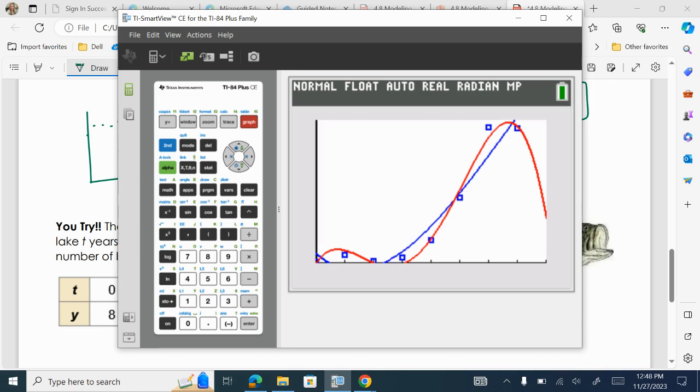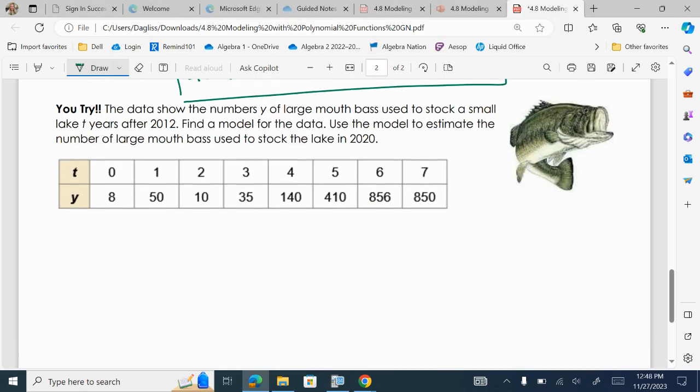Okay. So you're allowed to test more than one and do it on the same plane and compare them to each other. Okay. So we like quartic. Okay.